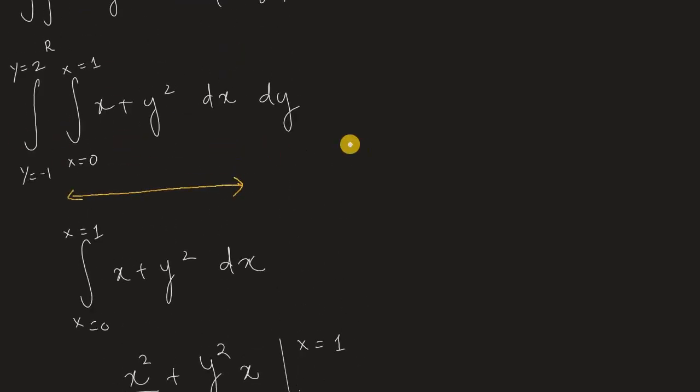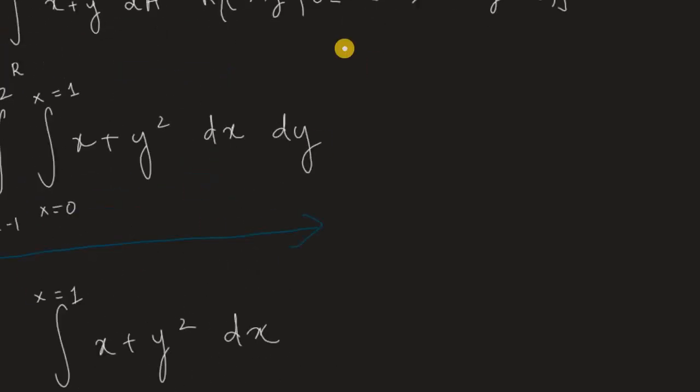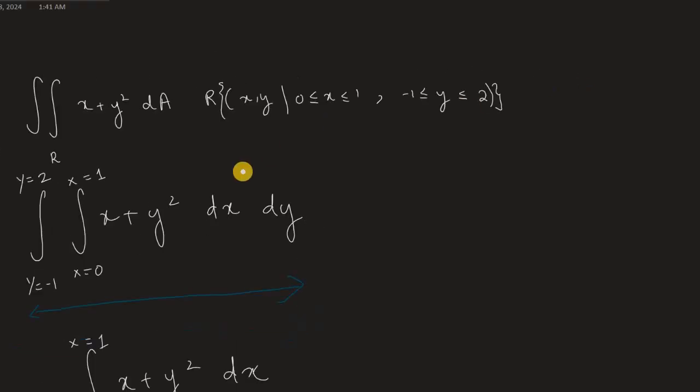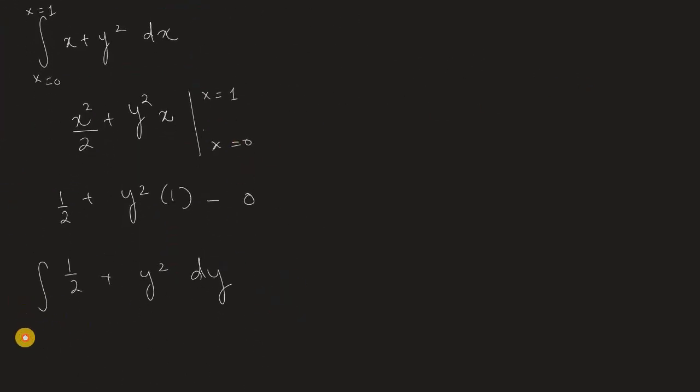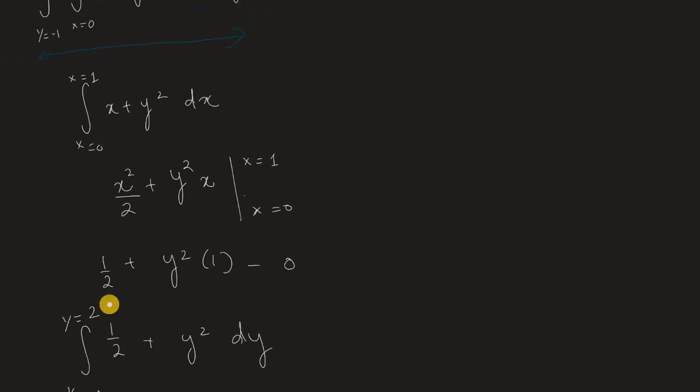Now we need to deal with the dy part, the second part that I told you guys. Okay, we're just done with the dx part, the first part. Now we're taking the outer part, the dy part. Okay, now we're going to take this answer and then integrate it with respect to y now. And what are the y values that we have? So the y values that we have are -1 and 2. So y values go from -1 to 2. Okay, and don't forget to write the dy in here as well.